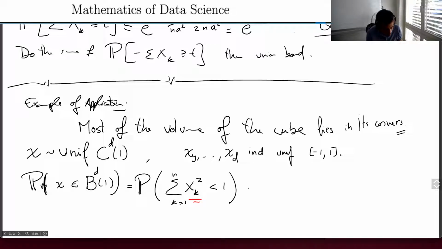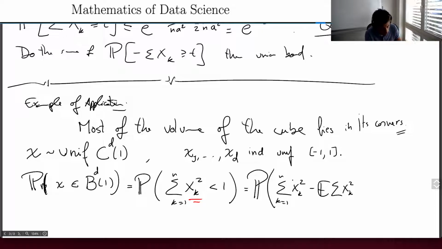In order to use concentration inequalities, we need to have a random variable minus its mean. So let's make that show up. We can write the probability that the sum of xk squares minus the expected value of the sum of xk squares, k from 1 to n, is smaller than 1 minus the expected value of the sum of xk squared.